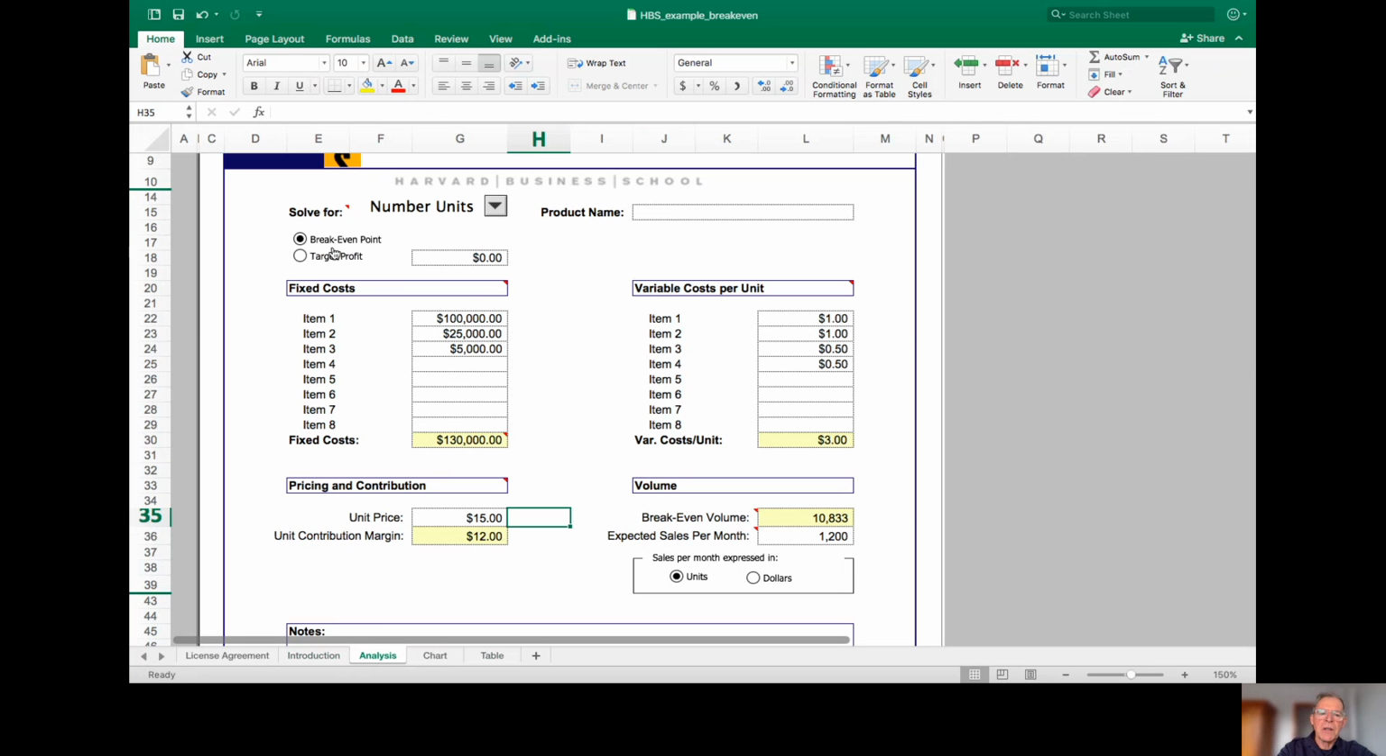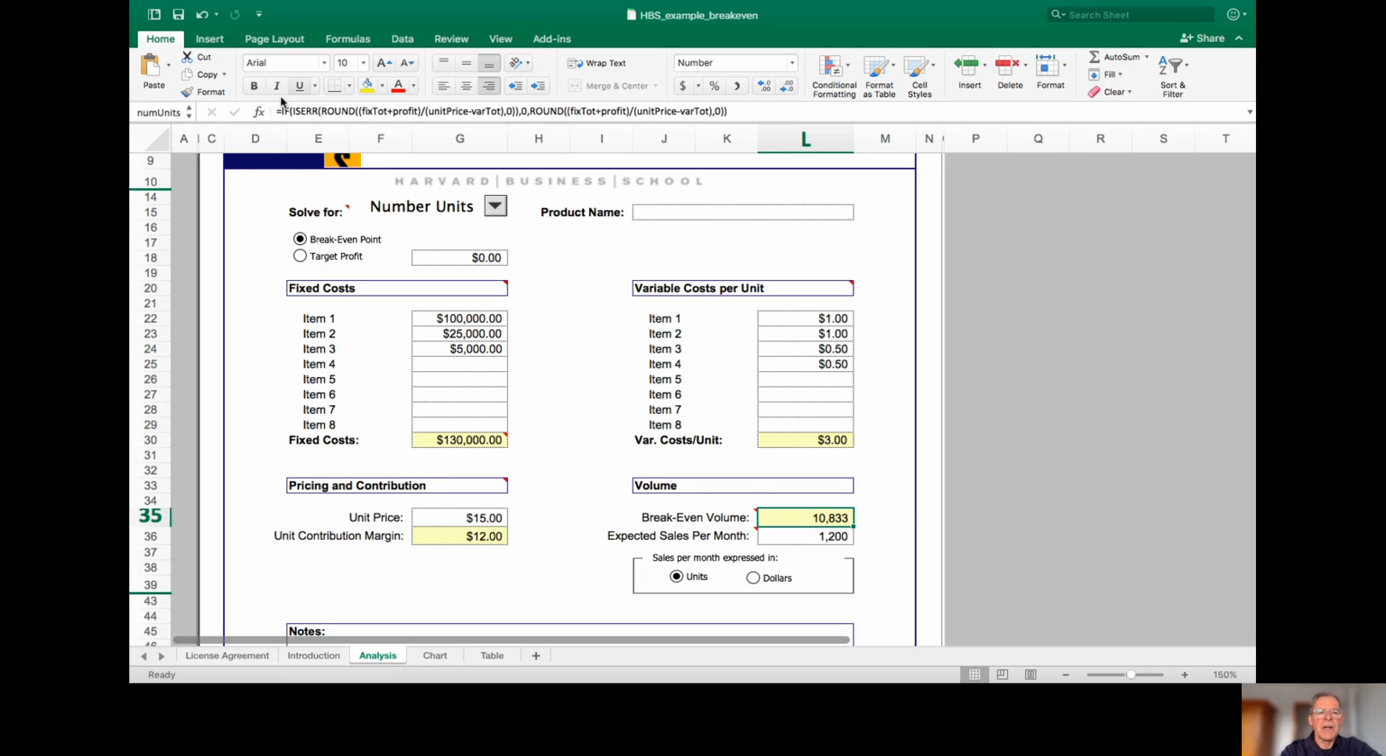Similar sort of page, we can key in a target profit if we wanted to, or a break-even point. So we can enter a target profit there. We can enter a range of fixed costs. It will add it up and find the total fixed cost. And we can enter a range of variable costs. It will come down and add a total variable cost. And here's my little break-even formula.